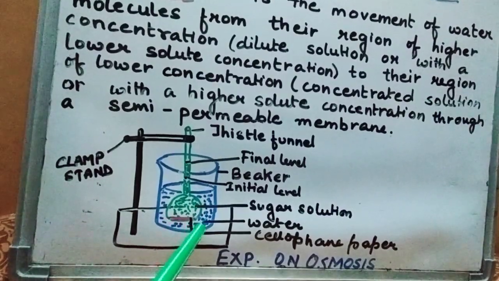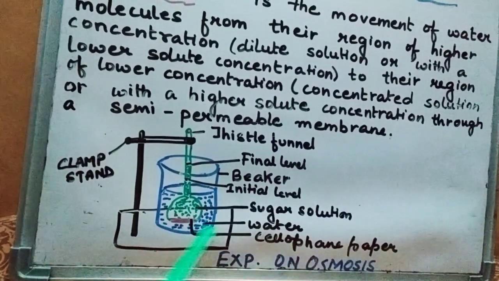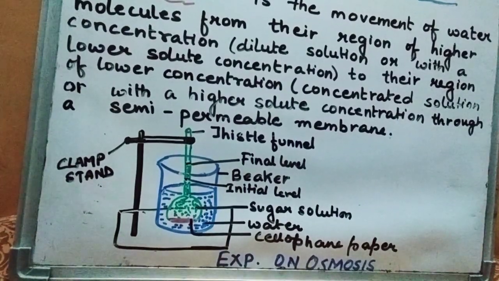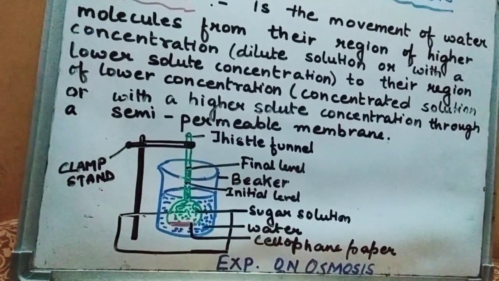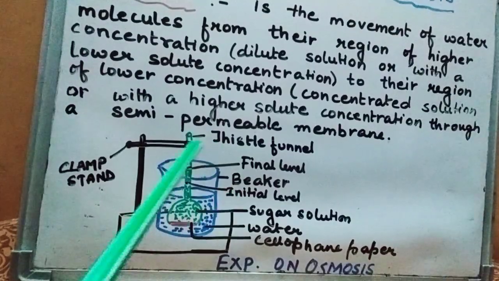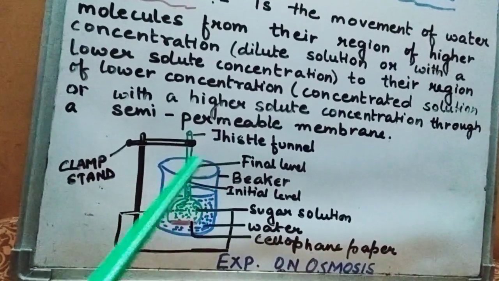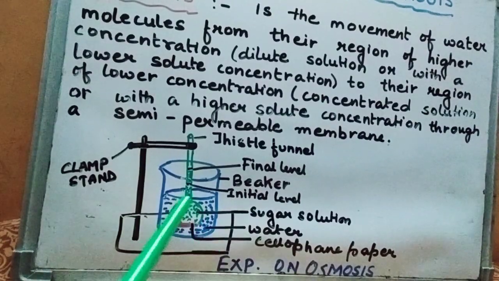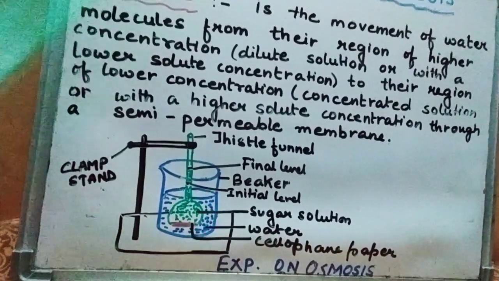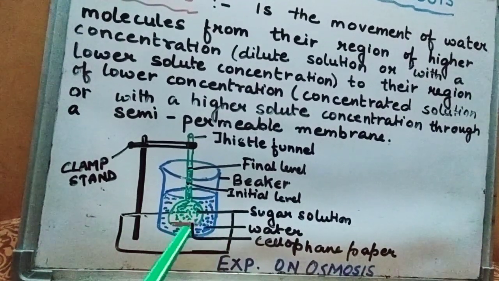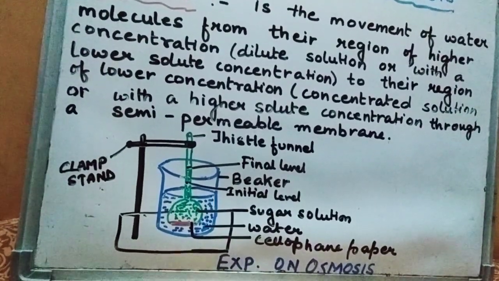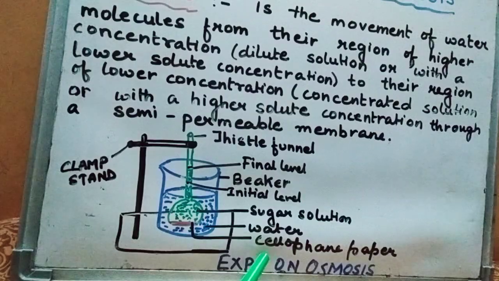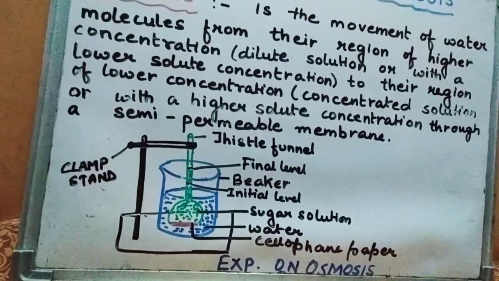Separated by a structure, you can see here the red mark I have made, that is cellophane paper. Now cellophane paper is acting here as a semi-permeable membrane. Now it will be left for some time. In this way the arrangement of the experiment was done, where water is taken in a beaker, the thistle funnel consists of sugar solution, and they are separated by a semi-permeable membrane, here an artificial cellophane paper.